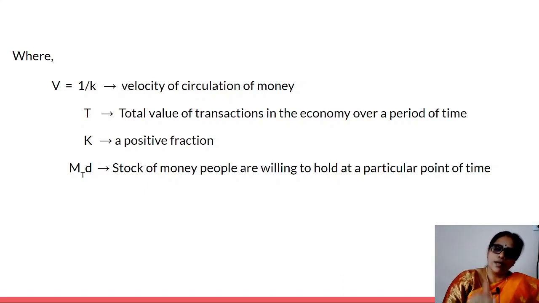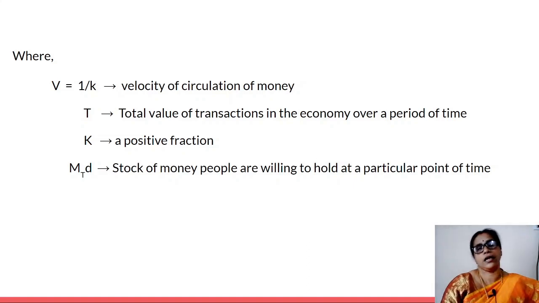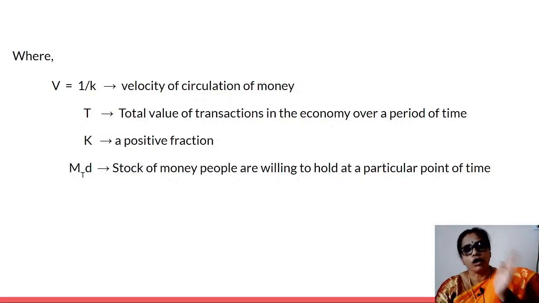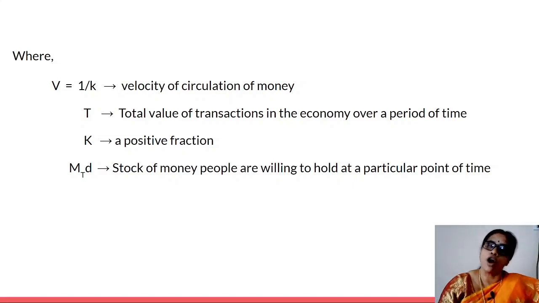Velocity of circulation of money means how many times a unit of money changes hands in a particular period. T is equal to the total value of transaction in the economy over a period of time, and in our example the total value of transaction is rupees 100, and K is a positive fraction. Now MTD, that is transaction demand for money, is the stock of money people are willing to hold at a particular point of time, and it is a stock concept.